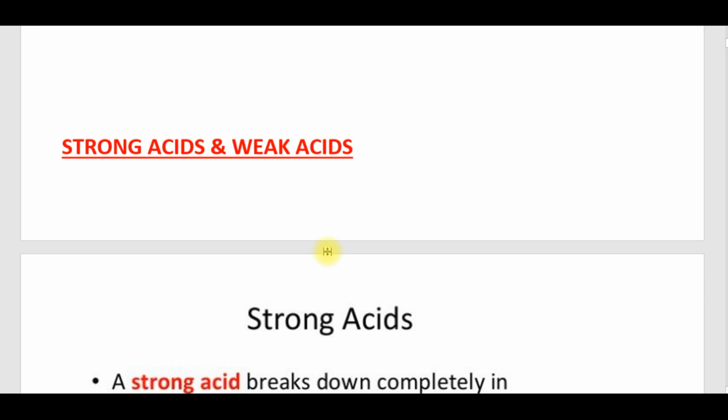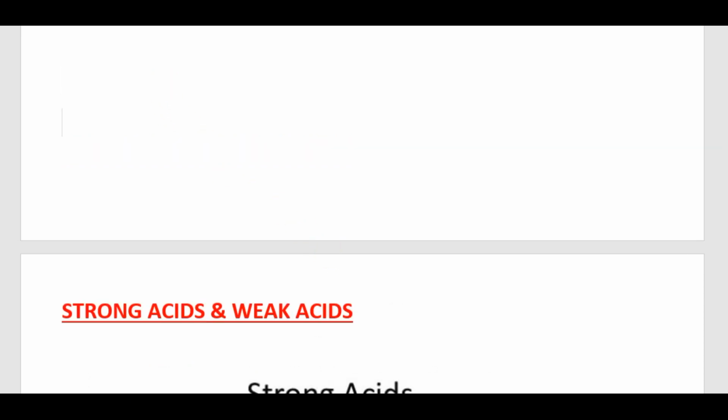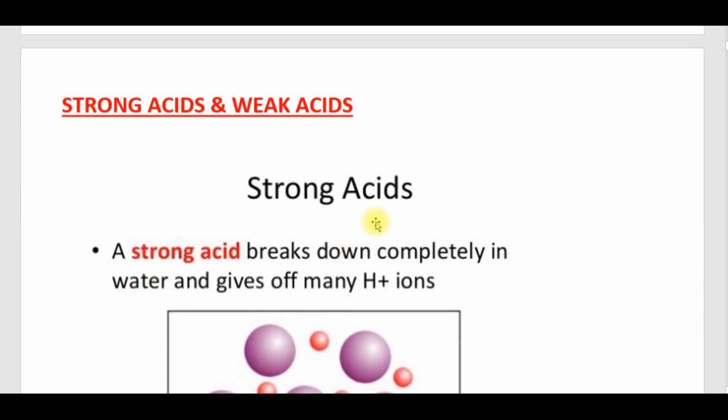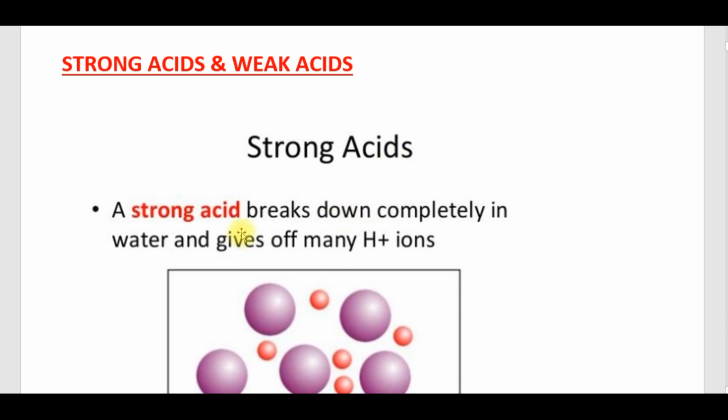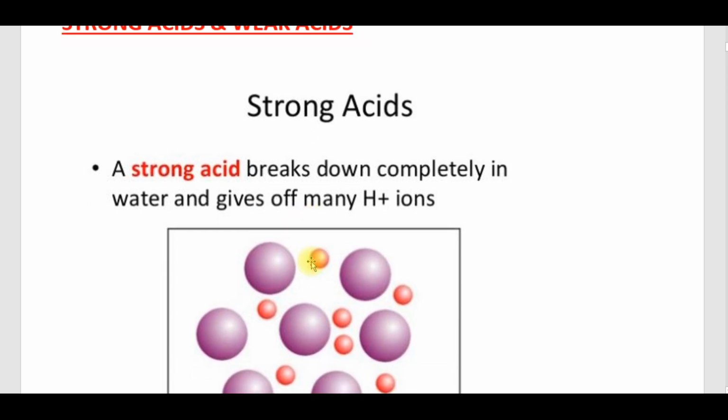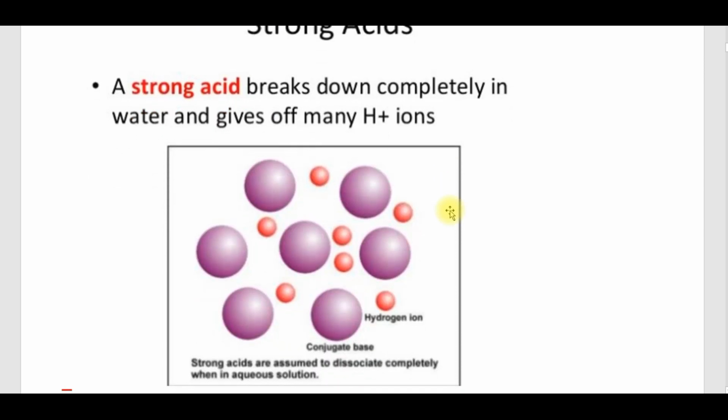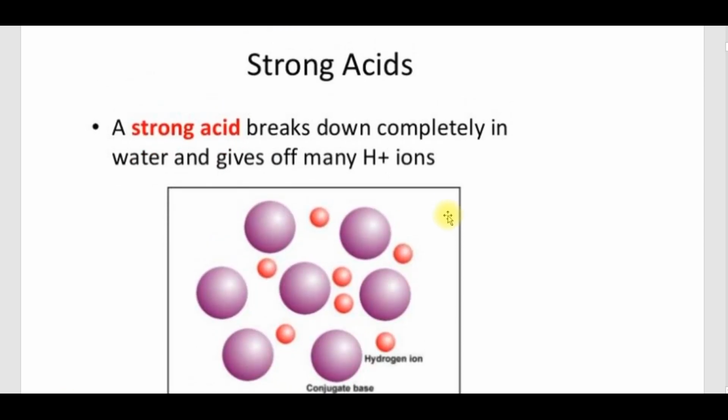Then after that, let me discuss what strong acids and weak acids are. What does a strong acid mean? Actually, a strong acid breaks down completely in water and gives off many H plus ions. That means if a substance is dissolved in water and it ionizes completely, giving off many of the H plus ions present in it, that type of substance is called a strong acid.